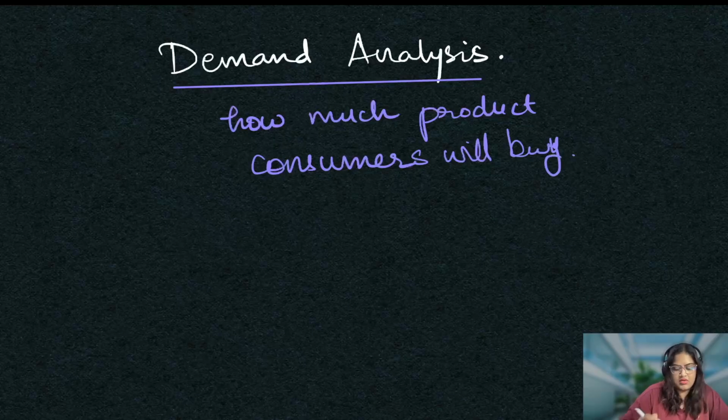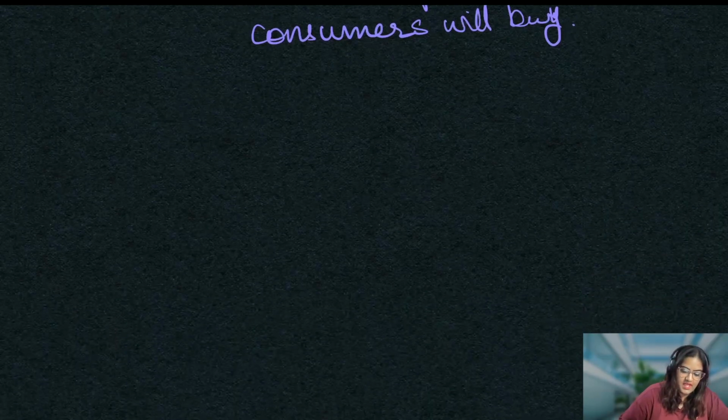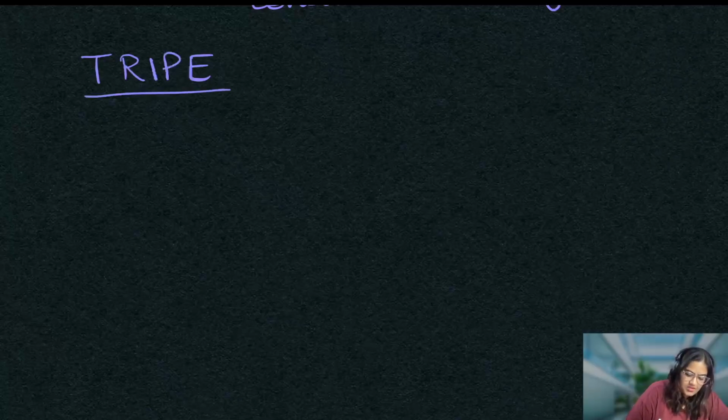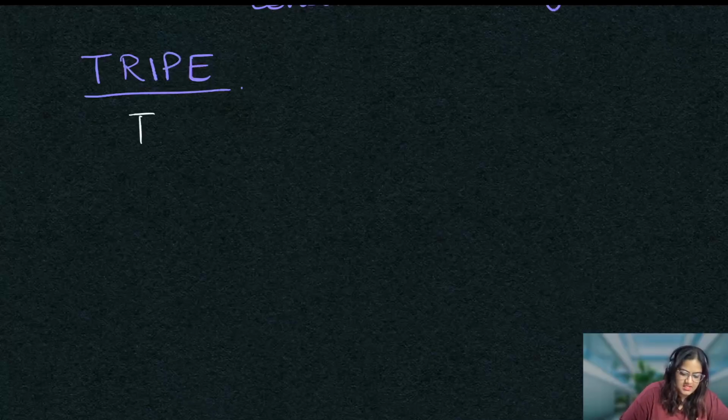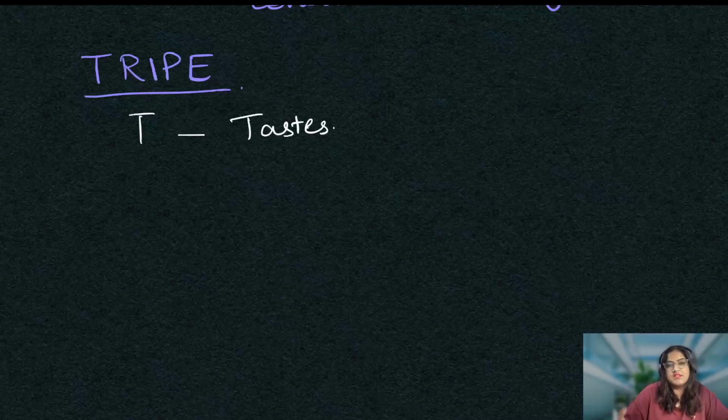So the law of demand told us, when price increases, quantity demanded reduces. When price reduces, quantity demanded increases. Now, demand analysis will look at the whole picture and tell us how much the consumer is going to purchase. Now, here we have to identify the TRIPE factors. So, what are these factors? T stands for taste. That is, have the taste and preferences of the consumers remained the same, or is there any change? Has the trend, has the popularity of that product changed?